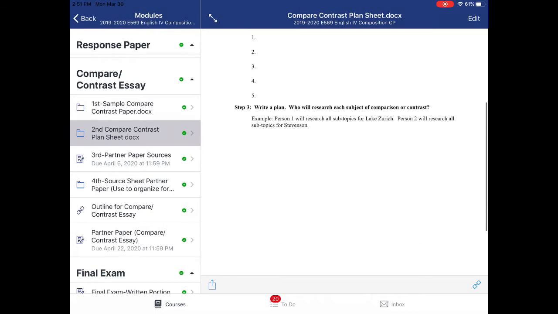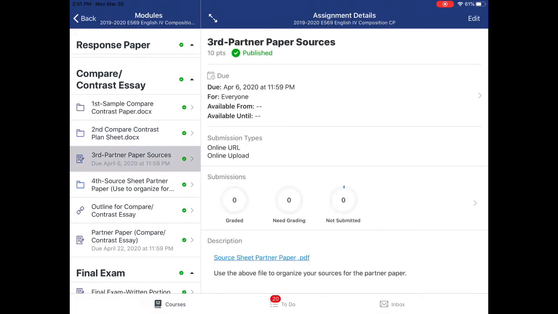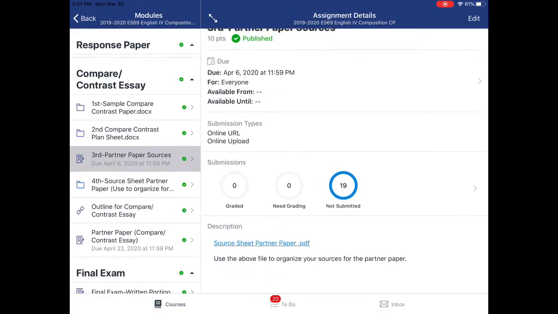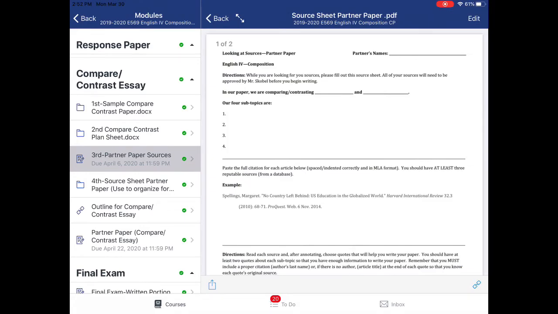Then write a plan. What is the research that you need to start this week? The goal is compare or contrast. And so you're not doing both. You are either saying how these items are similar or how they are different. Once you and your partner kind of start to plan the topics and categories, what you should do by Monday is start to use this planning sheet, right?